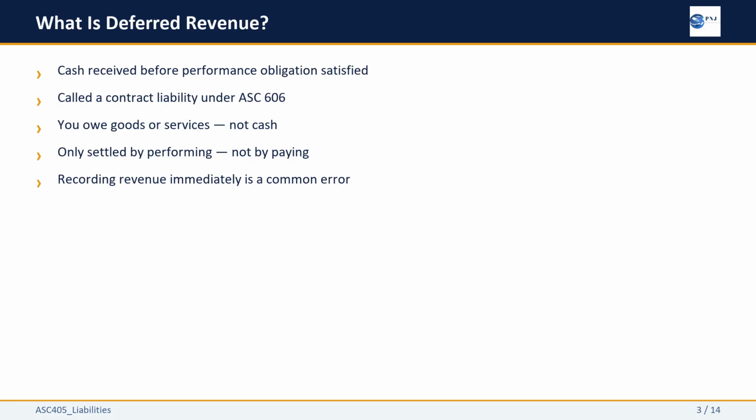Here is something that trips people up. When a customer pays you in advance, your first instinct might be to record revenue, but that would be wrong. Under ASC 606, receiving cash before you have delivered the goods or services creates a contract liability, also called deferred revenue. You do not owe that customer cash back. You owe them performance, and until you perform, you have a liability sitting on your balance sheet.